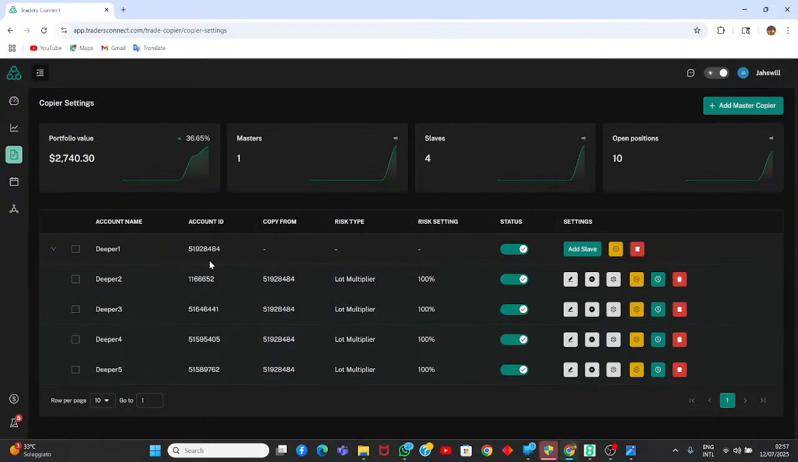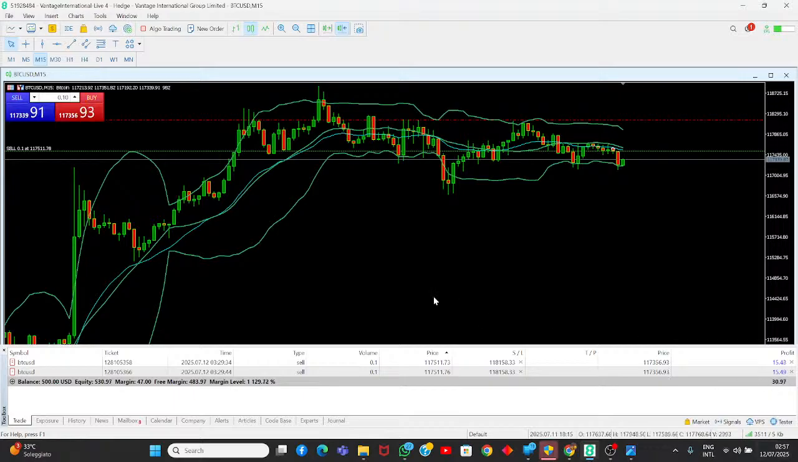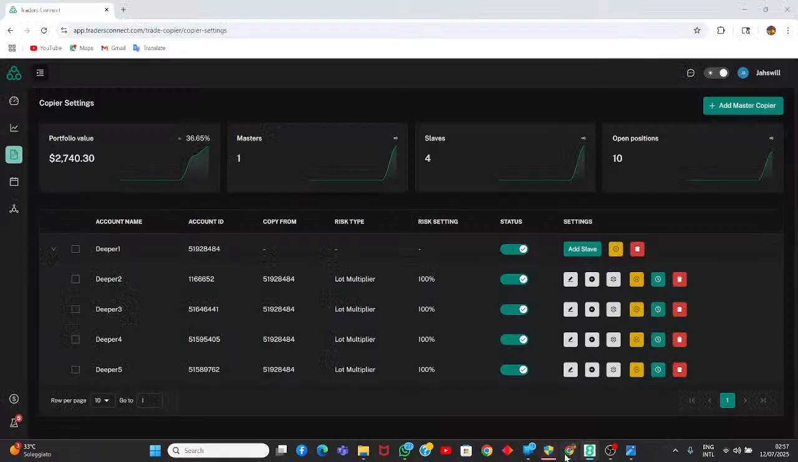So I have copied these 5 accounts. This is my master account, and all of these are slave accounts. They are copying exactly the same lot size, the same risk, the stop loss, and everything. Everything in total right now is 2,740. I started with $2,000 and 501 euros, and I'm trying to see how far I can flip it.